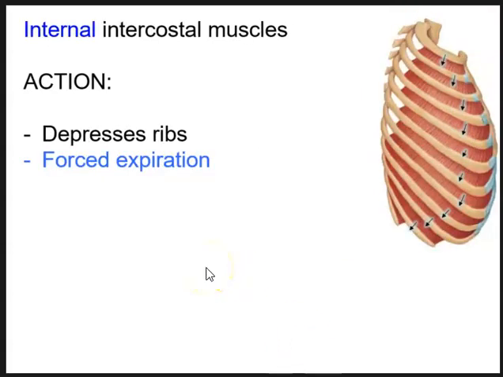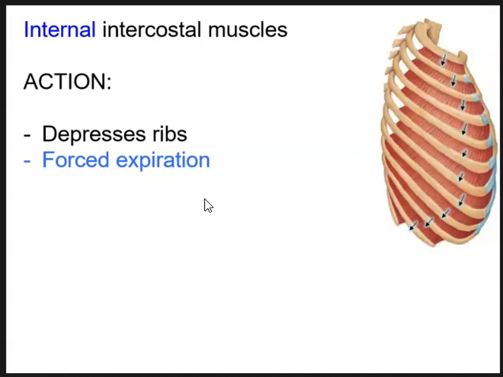Then we have our internal intercostal muscles. Internal intercostal muscles, when they contract, will depress ribs. So depression of ribs allows for forced expiration. So this is more of an active process, whereas quiet expiration is a relaxation. However, with the internal intercostal muscles, their contraction helps in forced expiration or forced exhalation of air.